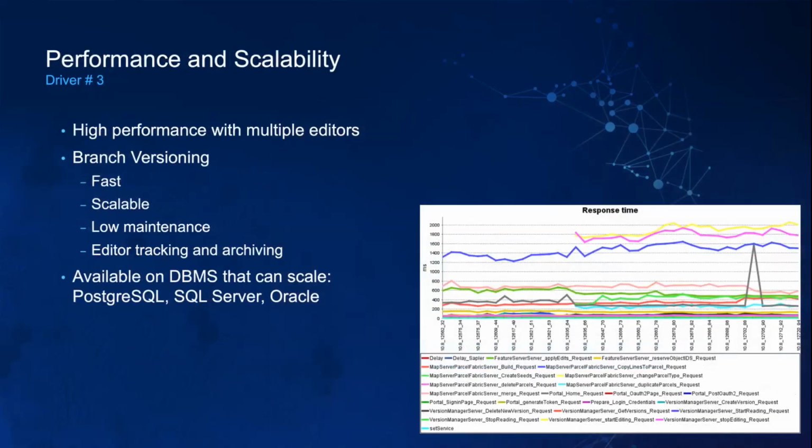Driver 3 is that it is fast. That is something we all can appreciate. It performs at a high level, even if your organization has many editors working on the data at the same time. It uses something called branch versioning, and that's when you're connected to a feature service. And this will be discussed in the next slide. And that also tracks each editor and archives all data. And the database can scale to large deployments with the likes of SQL and Oracle.